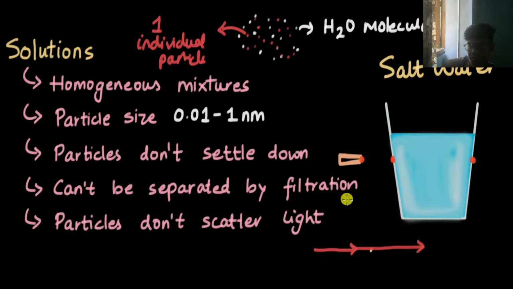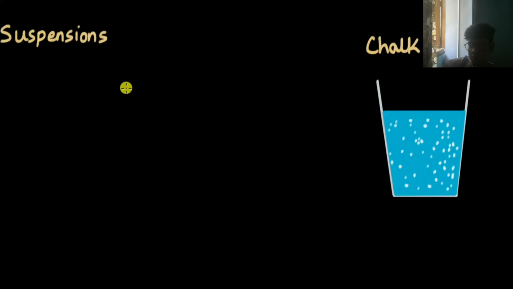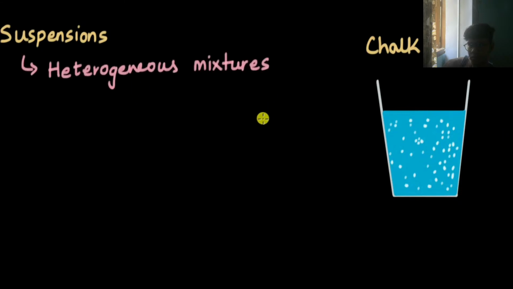Now let's move on to suspension. Alright, so for suspensions we have the mixture of chalk and water. The first characteristic of this mixture is that it is a heterogeneous mixture, which means that the particles are not uniformly distributed across water.